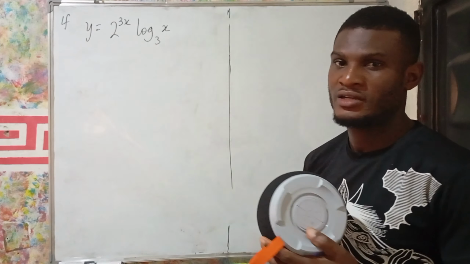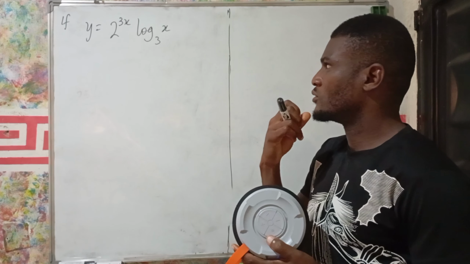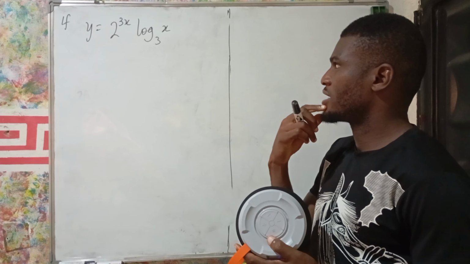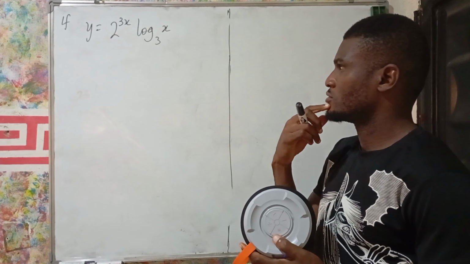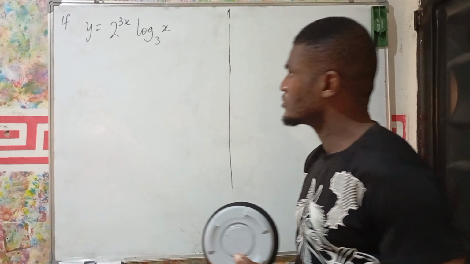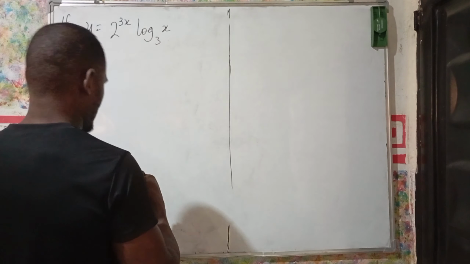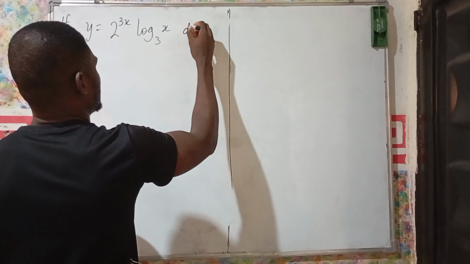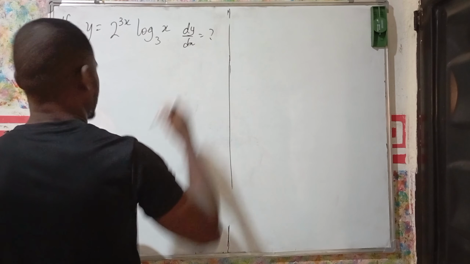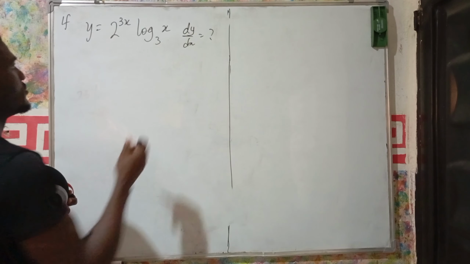We have another interesting question to solve again. Here we have y equal to 2 raised to the power of 3x, then we have log to the base of 3 of x. We are to differentiate this, so that means we have to find dy/dx. We need to differentiate this value.